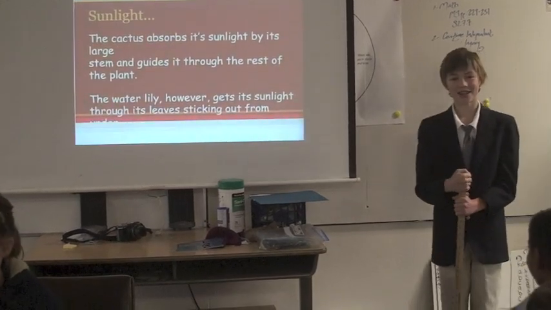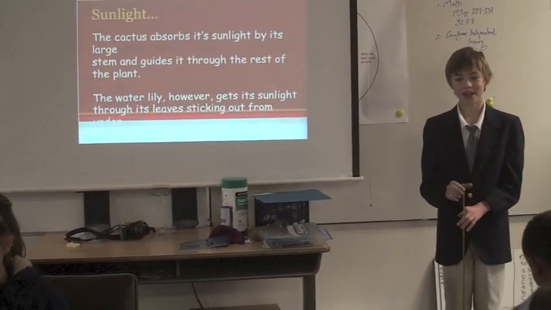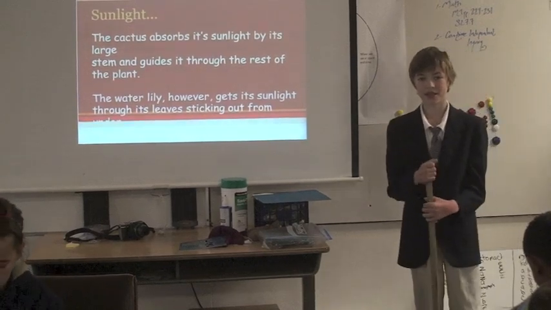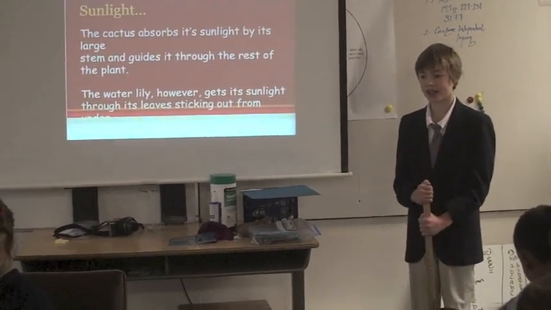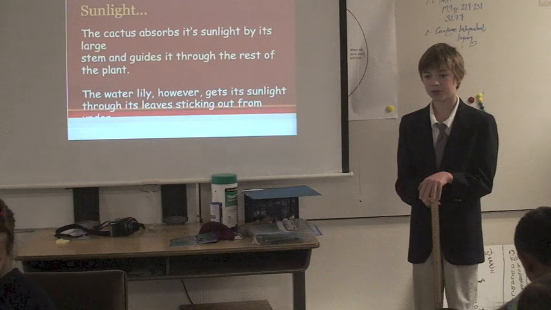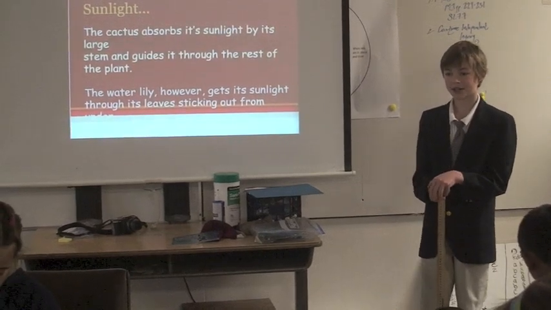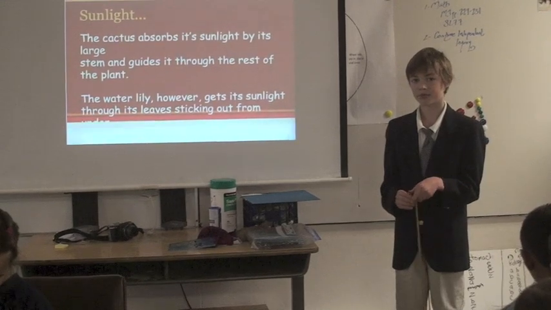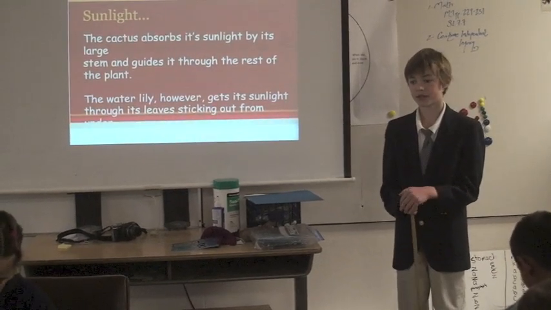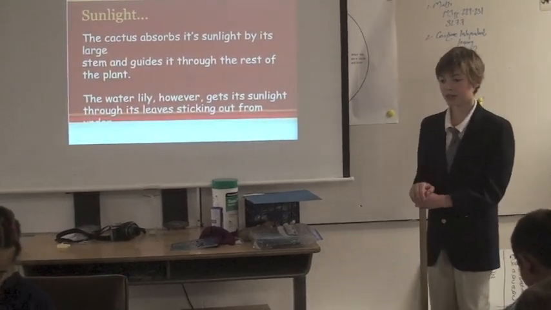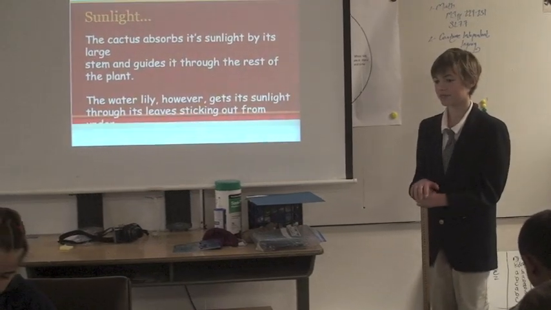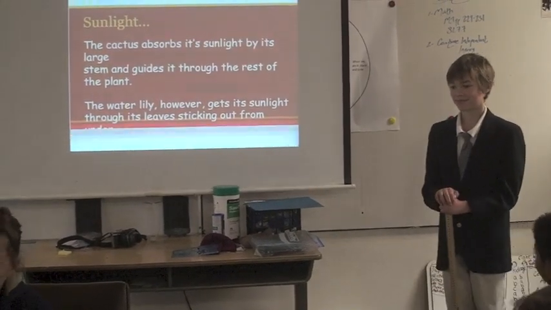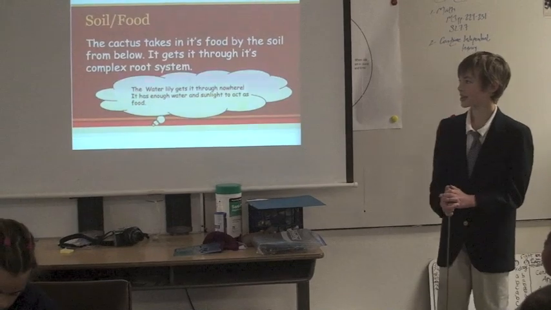Okay, the cactus will get its sunlight by its rough, darkish green hide, which will kind of absorb the sun. And the water lily gets a lot more sunlight too because it reflects off the water, so it can get more, but basically it does it the same way as the cactus.